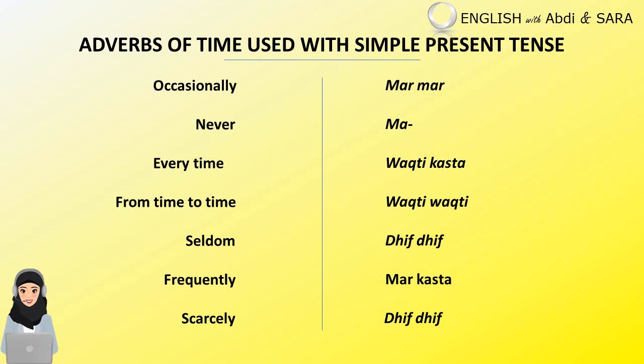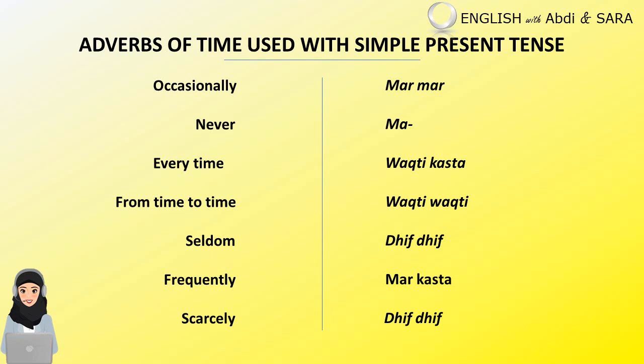Seldom and rarely mean the same thing, and also hardly ever. Those three, seldom, rarely, and hardly ever, mean almost the same thing. It means the duration between one action and another is very long, that it is really insignificant. So we say seldom. I seldom speak French. That means I speak it, yes, but it's not very often.